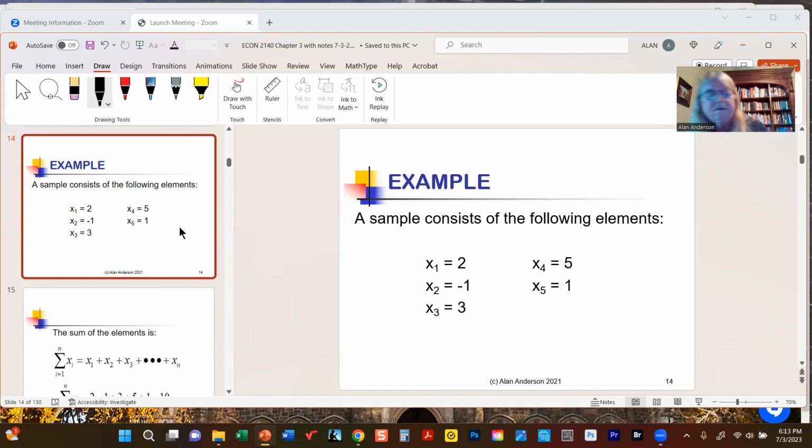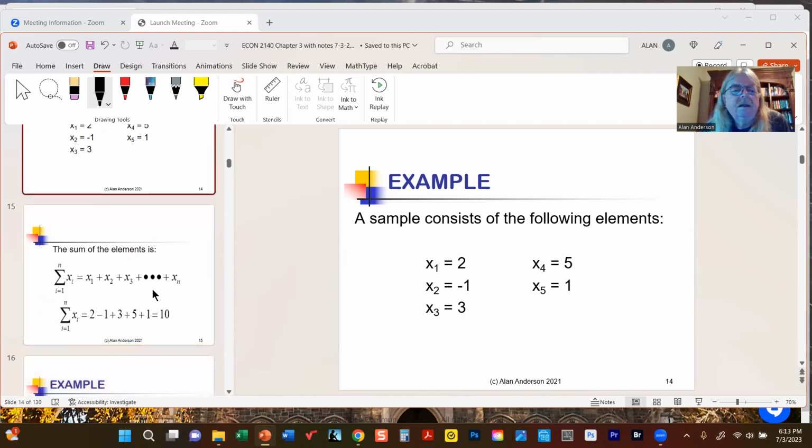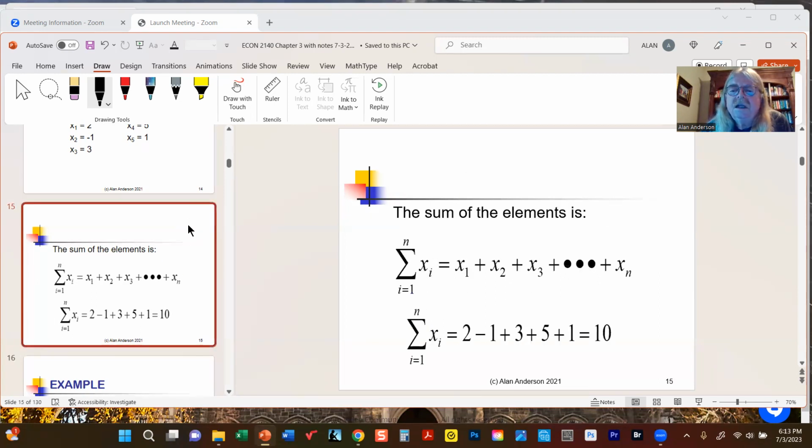So first things first, what if we applied the summation operator to this sample? What would we get? All right, so now you've noticed the elements are indexed 1 to 5, which is what we would have expected. That means that n is 5. And so the sum is written in the following way. In the first case, we have just the general expression. And then in the second case, we have our specific case. And so you can see it adds up to 10.